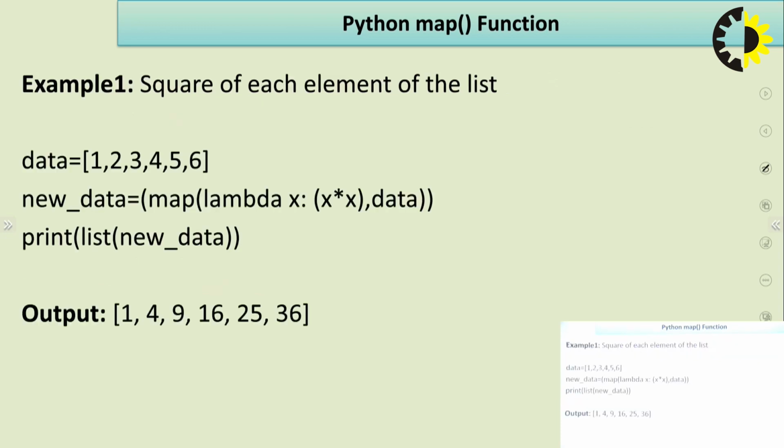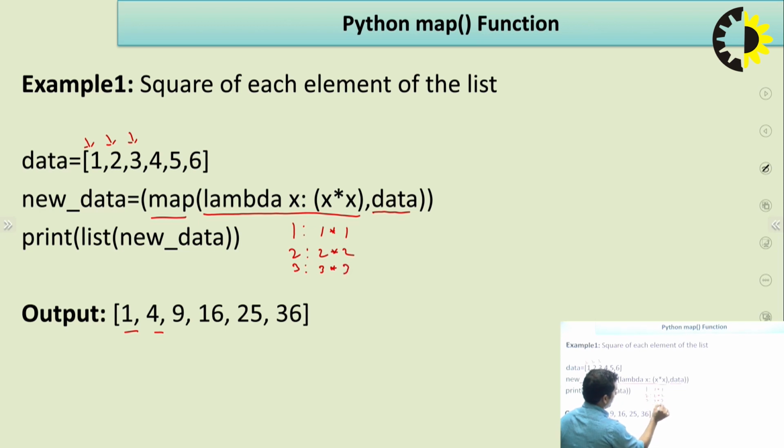If we want to perform some operation on each and every element of the sequence, then we will use the map function. Just see here, map this particular function on each and every item in this data set. The first item is 1, 1 into 1 means 1. The next parameter is 2, 2 into 2 is 4, we will get 4 here. Next parameter 3, 3 into 3 is 9. This particular operation is applied on each and every element of this list.